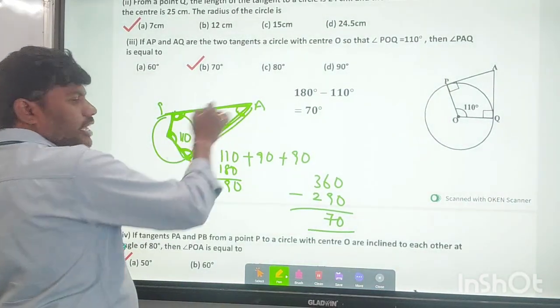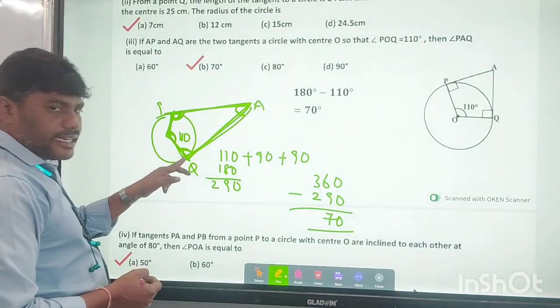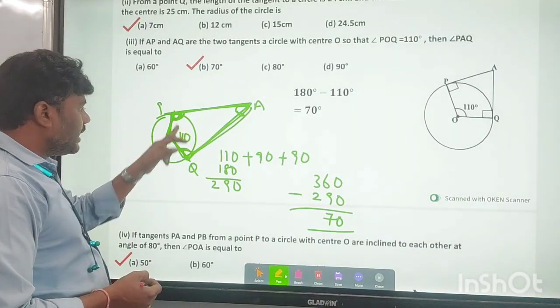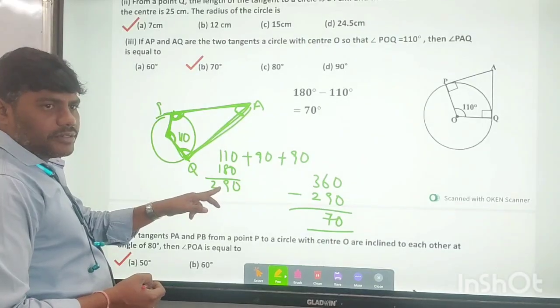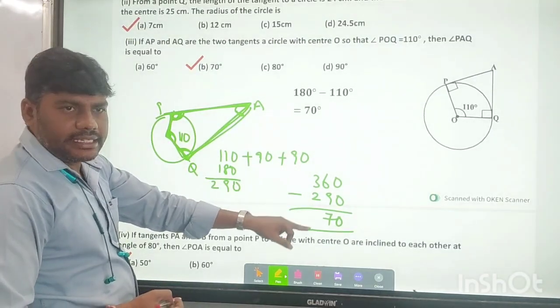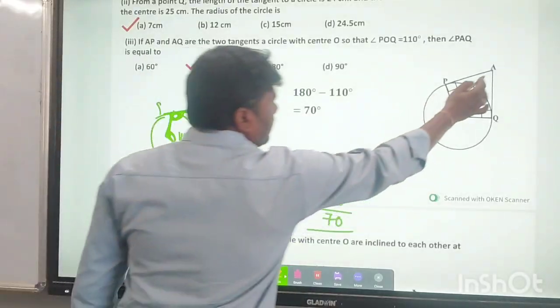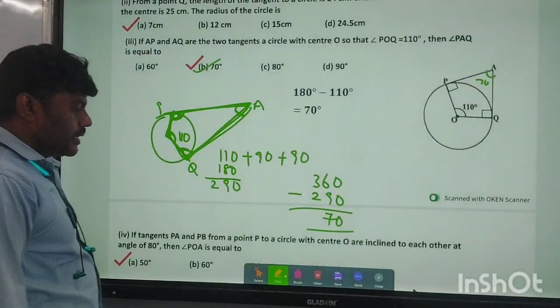This is a quadrilateral only, four angles. Four angles equal to 360. Here three angles are there: 110 plus 90 plus 90 is 290. Sum of four angles equal to 360. 360 minus 290 is 70. So this is 70 degrees. Yes or no? Next one.